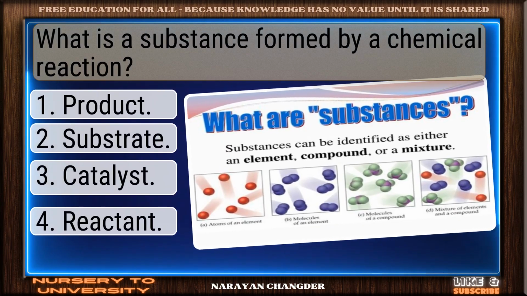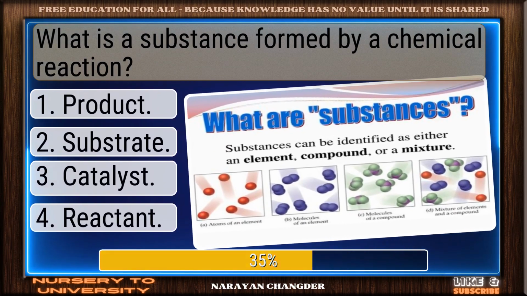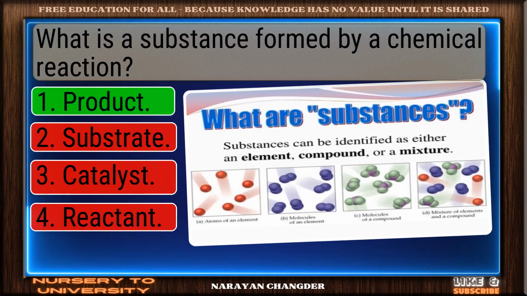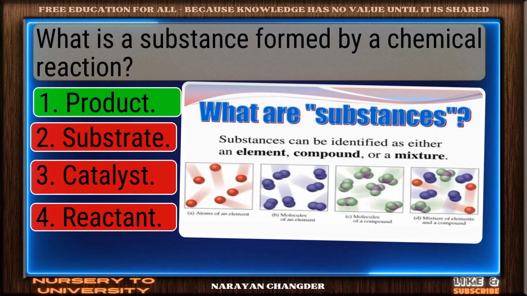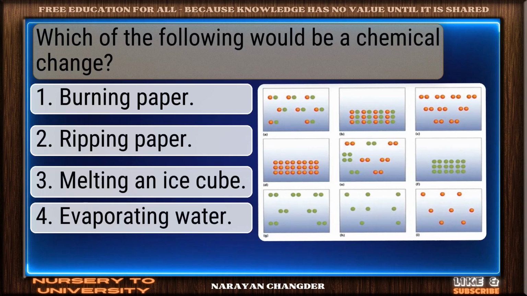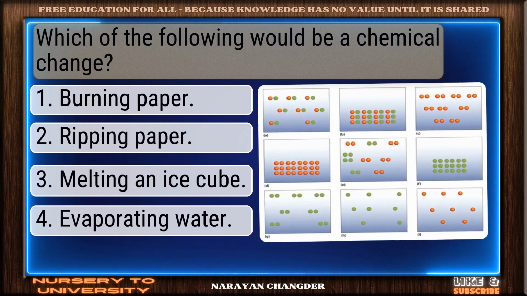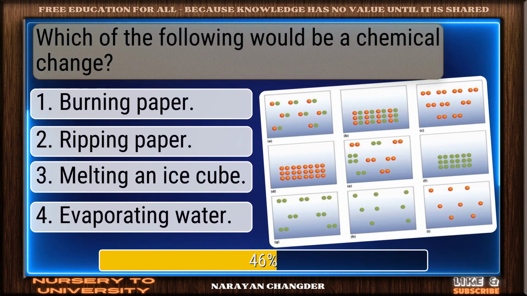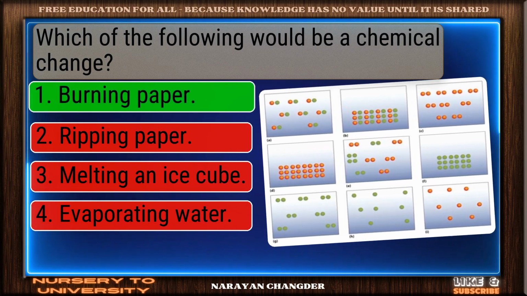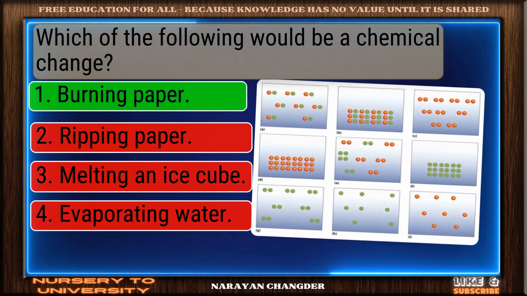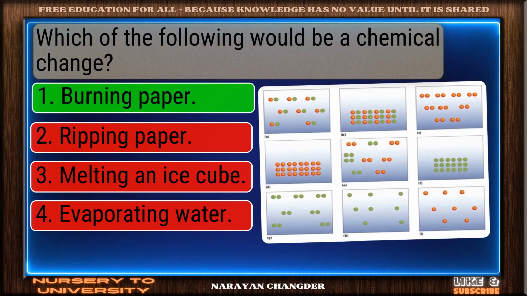What is a substance formed by a chemical reaction? Great job. Product is the accurate answer. Which of the following would be a chemical change? Right again. Burning paper is a valid answer.